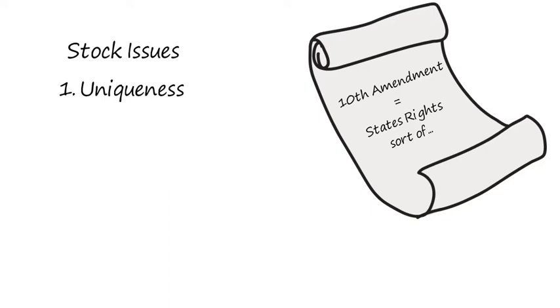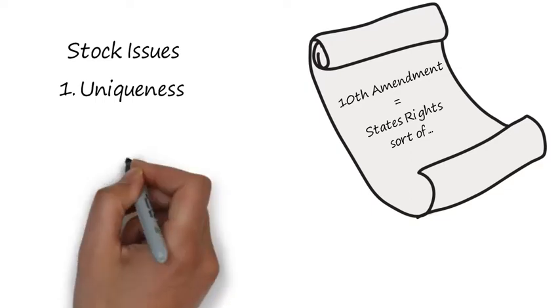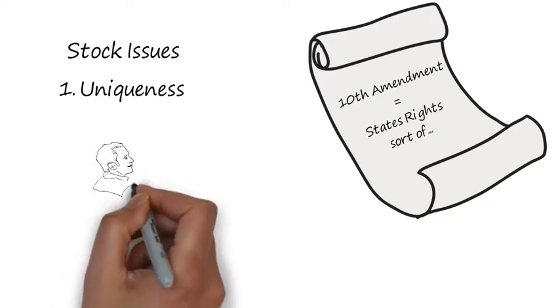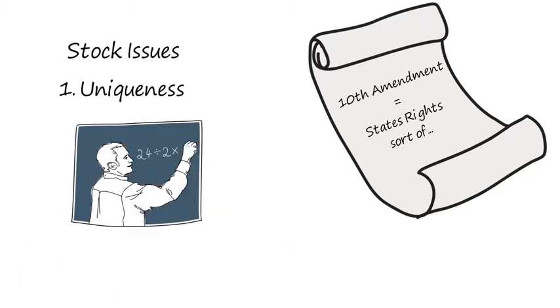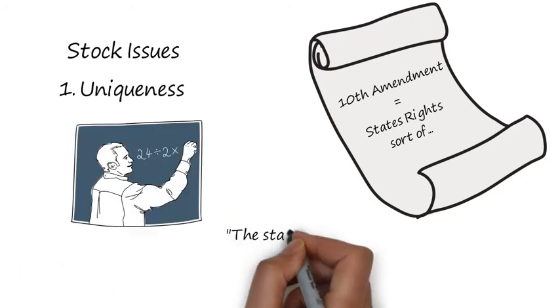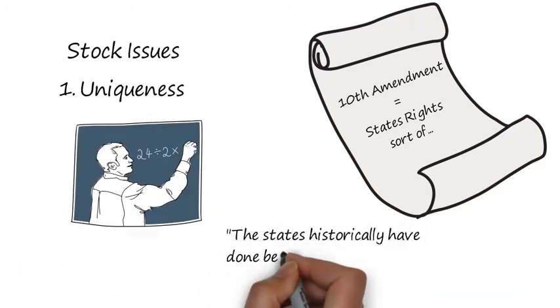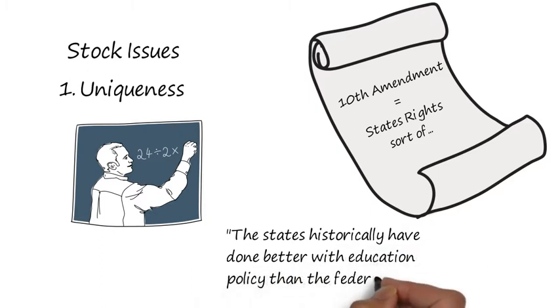You might also include some evidence about the success of states in solving important problems, especially if that evidence is relevant to the topic of debate. For instance, if the resolution is about education, the uniqueness evidence should be related to education.